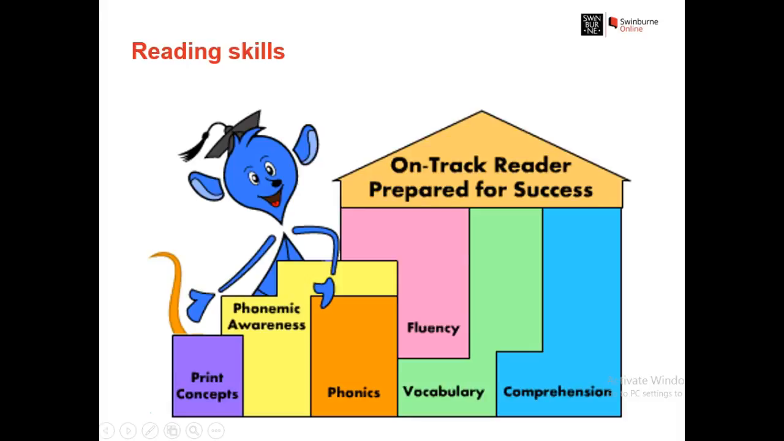So this image starts from print concepts on the bottom left and gradually builds in a systematic way to develop skills in phonemic awareness, phonics, fluency, vocabulary and comprehension. So starting with the smallest skills and gradually and sequentially building up to the most complex skills, which is comprehension. So whilst the end goal of bottom-up theory is for a child to be able to read accurately, fluently and with comprehension, comprehension is the end goal and not the starting goal.